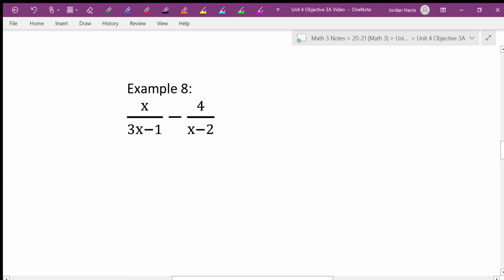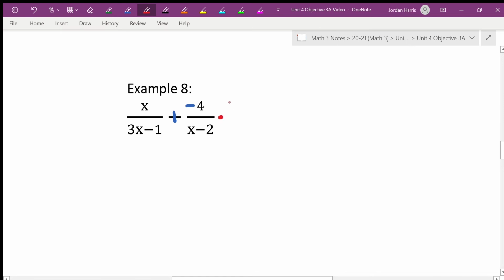Example 8. Ooh, this one's a little confusing. Well, before I do anything, I'm going to move that negative right there. Distribute. In this case, it's just a 4, so it's just -4. On the bottom, though, 3x minus 1 and x minus 2. What the heck? How am I going to get those the same with multiplication? All I have is multiplication. Well, remember when we dealt with the fractions, we dealt with the factors, common factors. We can deal with factors here.